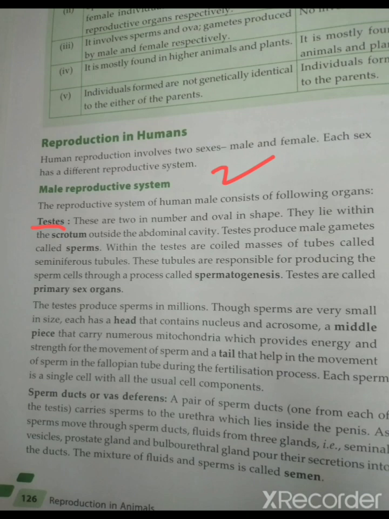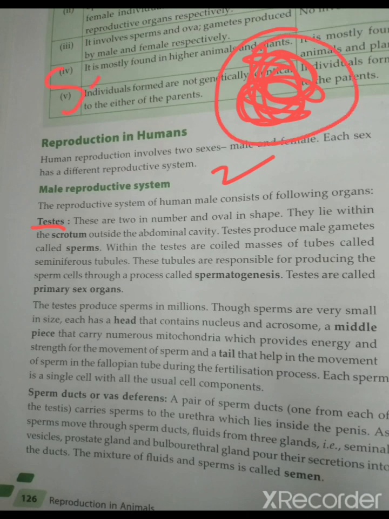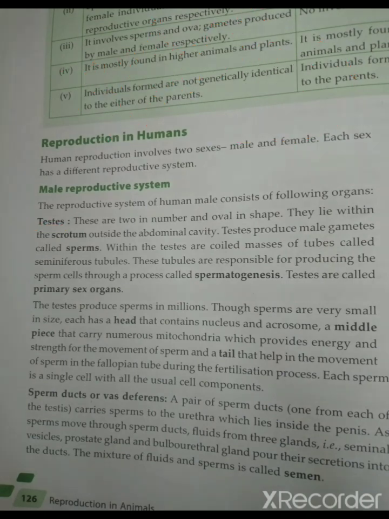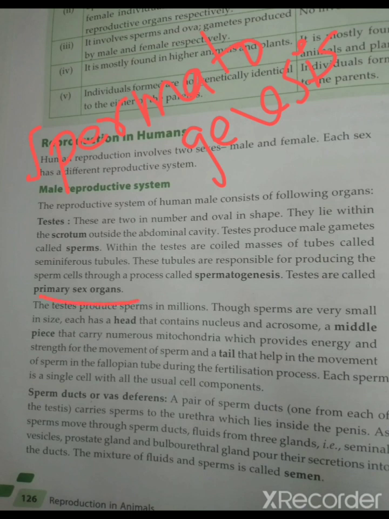Within this there is a coiled mass of tubes that is called the seminiferous tube. Where is it present? Inside the testis. And where is the testis present? Inside the scrotum. These tubules are responsible for producing the sperm cells. The process of producing sperms is called spermatogenesis. The testes are called the primary sex organs.